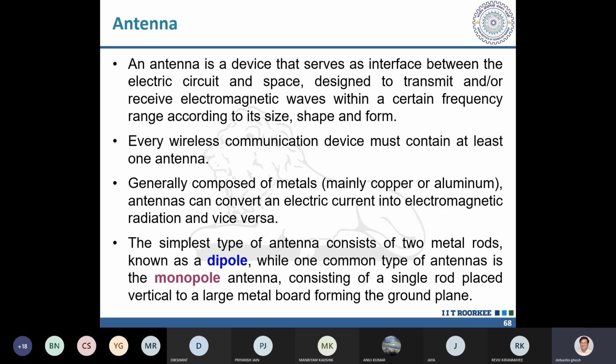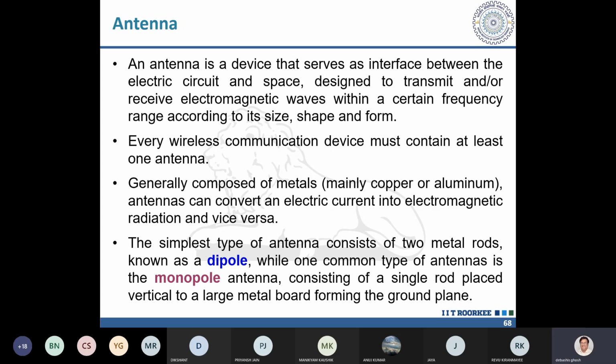The simplest type of antenna is the dipole. There will be two rods in the antenna. The antenna is made up of just two simple rods. I think you might have seen that type of antenna in earlier times, just a few decades back. People used to have portable TVs at home with this type of antenna, having two rods. That is a dipole antenna.